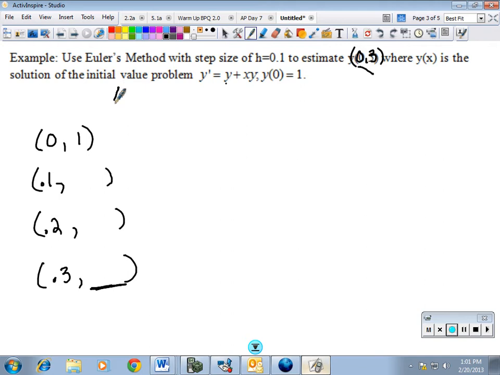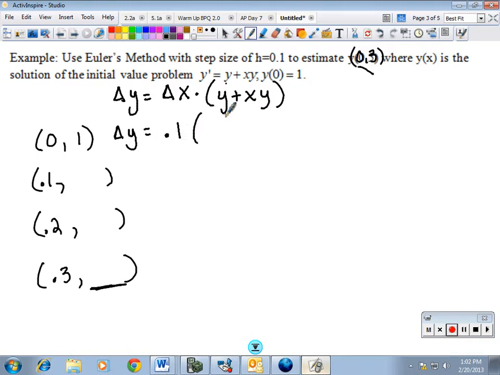I'm going to actually say the change in y equals the change in x times y plus xy. So you can see where we're getting these from. For this one, my change in y is going to be my change in x, which is going to be 0.1 every single time, times y plus xy. Now these are coming from here: 1 plus 0 times 1. Okay? So what that's going to get me is 0.1. So I'm going to add 0.1. 1 plus 0.1 is 1.1.